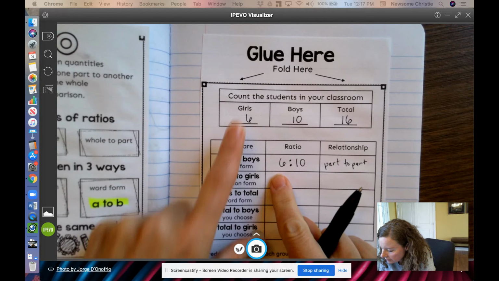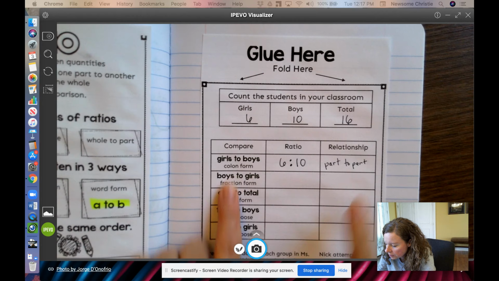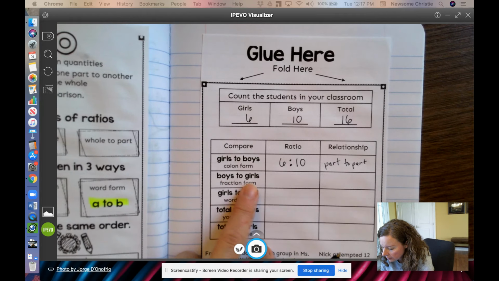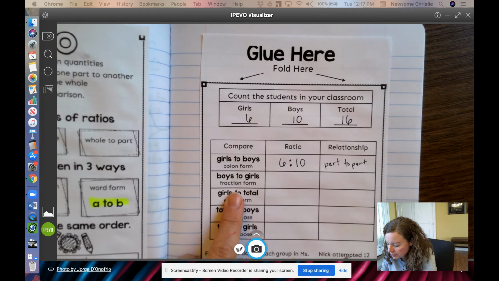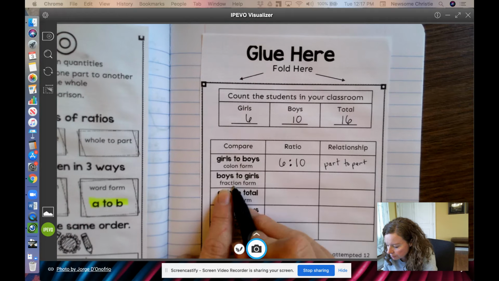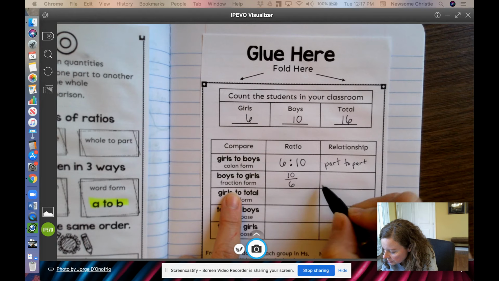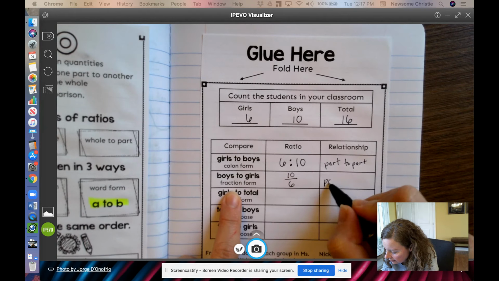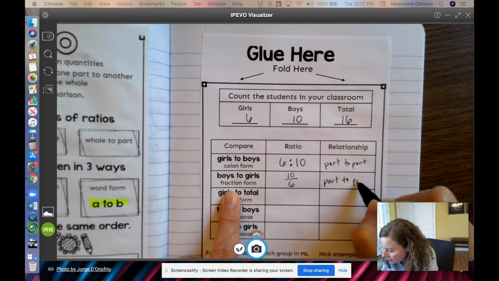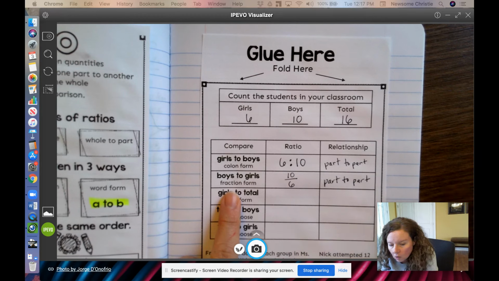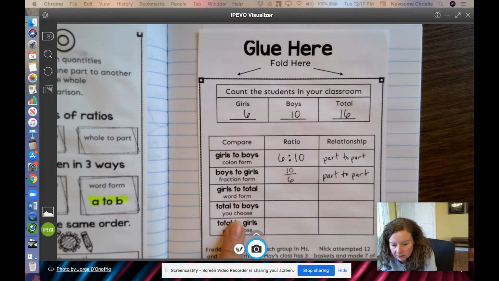Part is girls, part is boys. We're not using that total anywhere. To do boys to girls, it would be the exact reverse of that, right? And so they're asking for fraction form. So boys is 10, girls is 6, so 10 to 6, and that is in fraction form. And again, that's just part to part. So all ratios are, you guys, is a comparison of amounts. And we've got different ways we can write them.